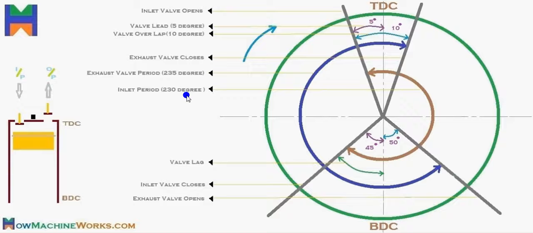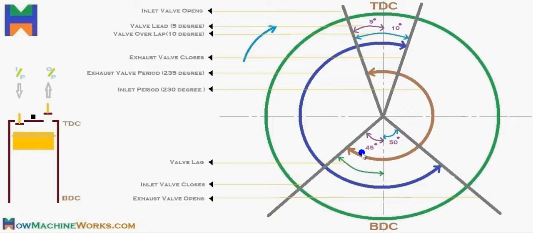Okay, and we can see the inlet valve opens before TDC, unlike the concept of opening at TDC, by 5 degrees. This 5 degrees, the lead of the inlet valve opening, is called the valve lead. So the inlet valve opens 5 degrees before TDC, and that's called the valve lead. And here you can see the inlet valve closes 45 degrees after the BDC, which is known as the valve lag. 45 degrees of valve lag is happening over there. So that's all about the inlet period.